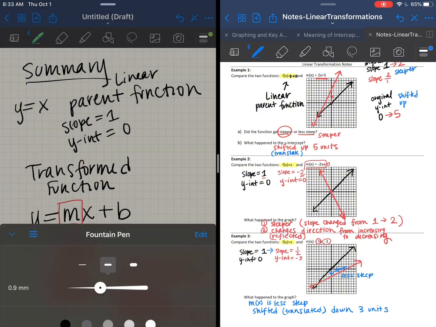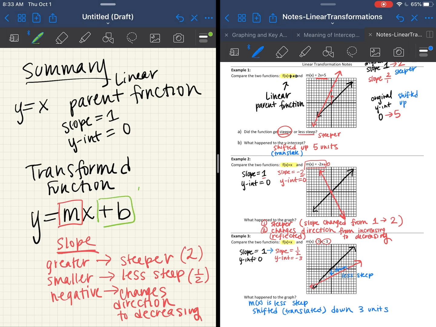The other thing we need to look at is the y-intercept. I'm going to do a different color. And that tells you if it's been translated up or down on the y-axis. And so when you're comparing two functions, always look at the slope and the y-intercept because they're going to ask about steepness, direction, and location on the y-axis.